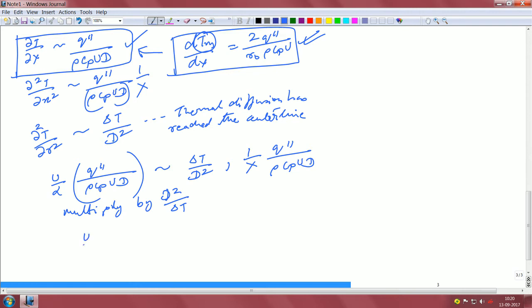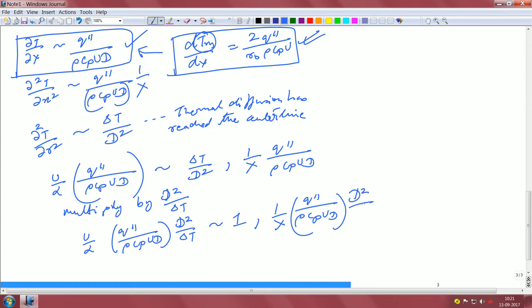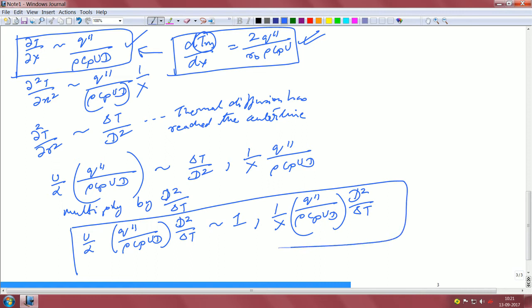So, the first term will become u by q double prime rho Cp u d into d square by delta t, which is proportional to 1 comma 1 over x q double prime rho Cp u d into d square by delta t, right. Those are the terms that we get, okay. And we also know h is given as q double prime divided by delta t, right.